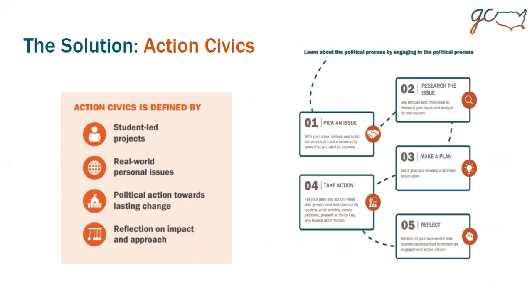So the solution is Action Civics. You'll see on the right side of the screen that we have this process for Action Civics where students are driving the work. They are picking an issue, they research that issue, they develop a plan, and then they take action. This is not a hypothetical scenario. They're actually trying to make real action within the government to change issues that they're noticing. And then there's a reflection process and showcasing to see the work that's been done.